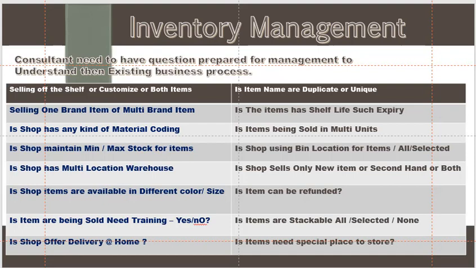Now I will just read out the question, and then on each slide we have the definition. The first is: selling off the shelf, customized, or both kinds of items. I'm asking whether the shop is selling ready items, like bulbs or fans, which are ready items. But an electrical panel is a customized item. So my first question is whether the shop is selling ready-made items, customized items, or both kinds of items.